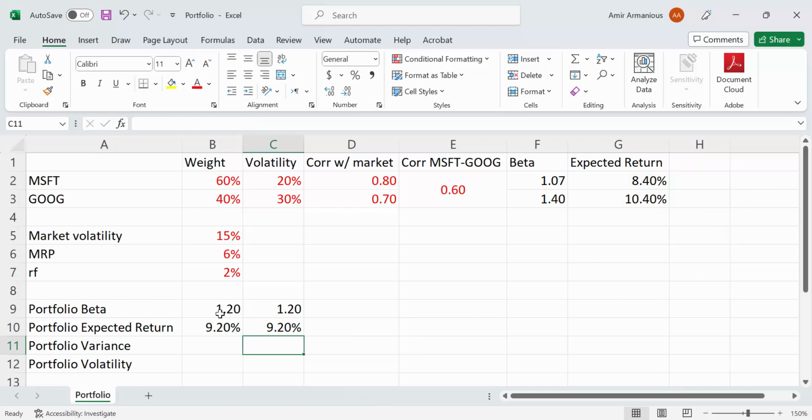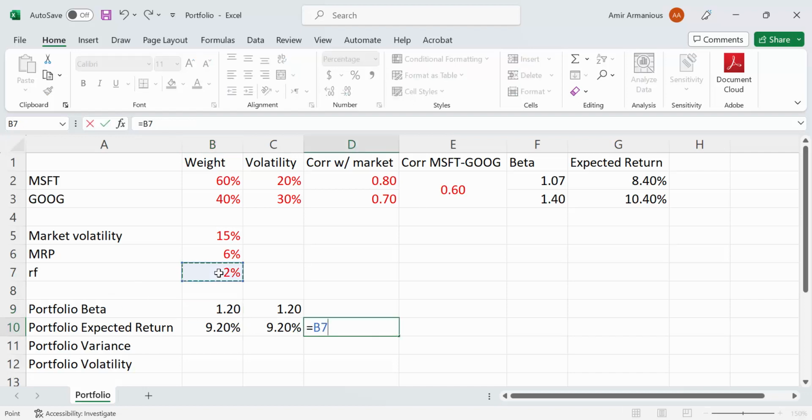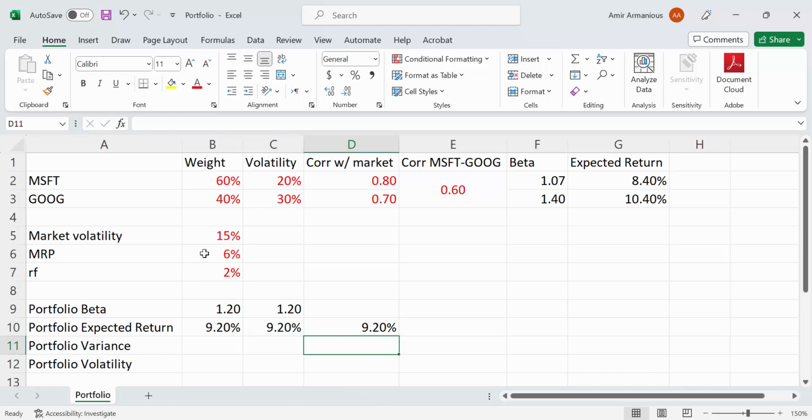Here we have our portfolio beta. Since we have a portfolio beta, can we use our CAPM formula, the capital asset pricing model? Yes, we can. So say equal risk-free rate plus our portfolio beta multiplied by market risk premium. And this will be a different way to estimate our portfolio expected return.